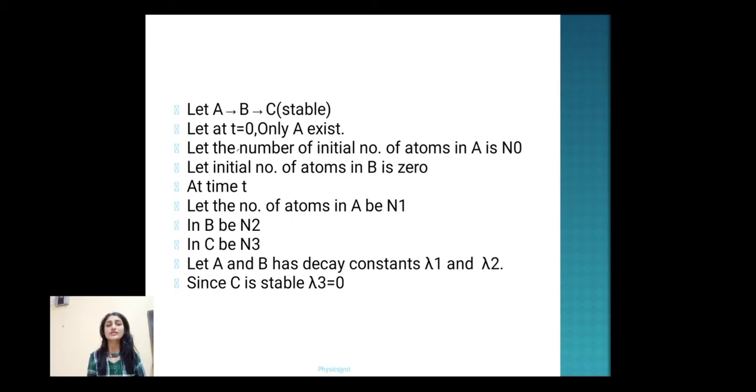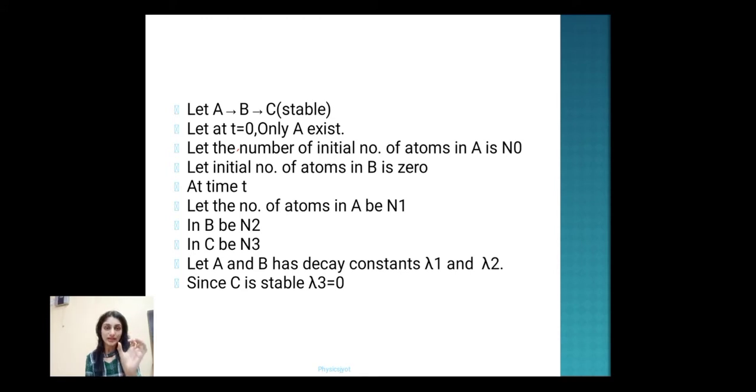Now let us consider that there is a parent atom A, it disintegrates to B, and B is also radioactive in nature, so that disintegrates to another atom C which is stable. Suppose initially only A is there, let the initial number of atoms in A be N0, the initial number of atoms in B will be 0 and C will also be 0, because B and C are not formed at t equals 0.